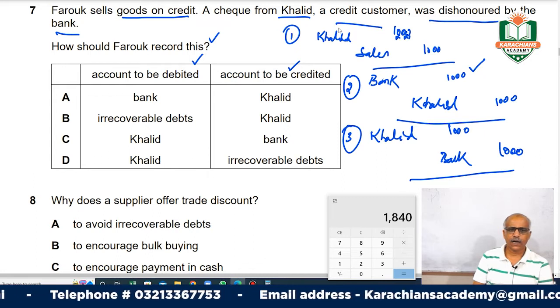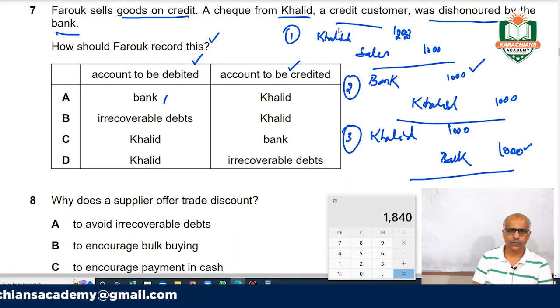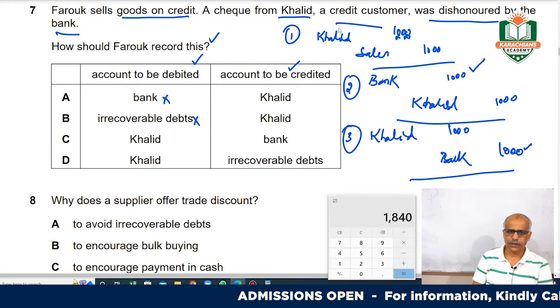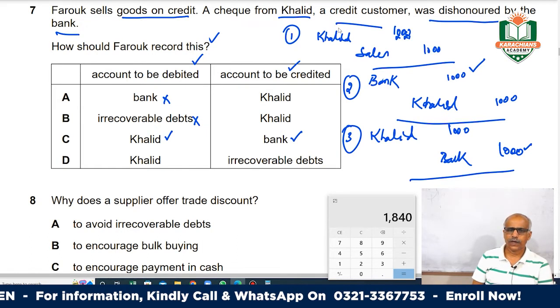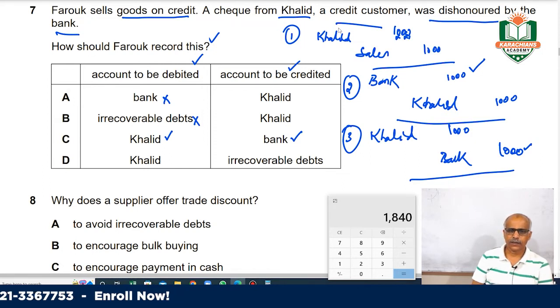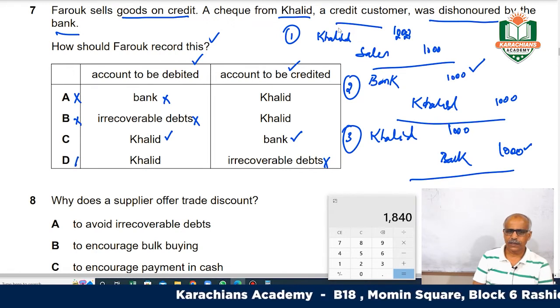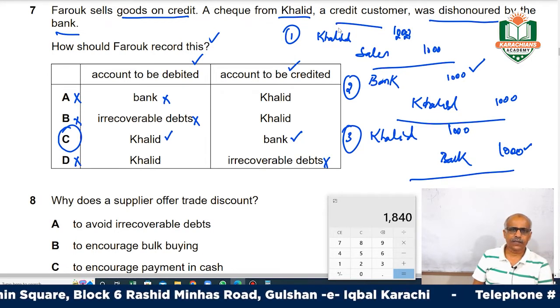So what he is saying, account to be debited bank? No, bank will be credited. So this is wrong. Irrecoverable debts, no, it has nothing to do with irrecoverable debts. Khalid debited, this is right, and bank credited, yes. So this will be a reversal entry of the earlier collection. Means A is incorrect, B is incorrect, and D is also incorrect. Your answer for question seven is C.